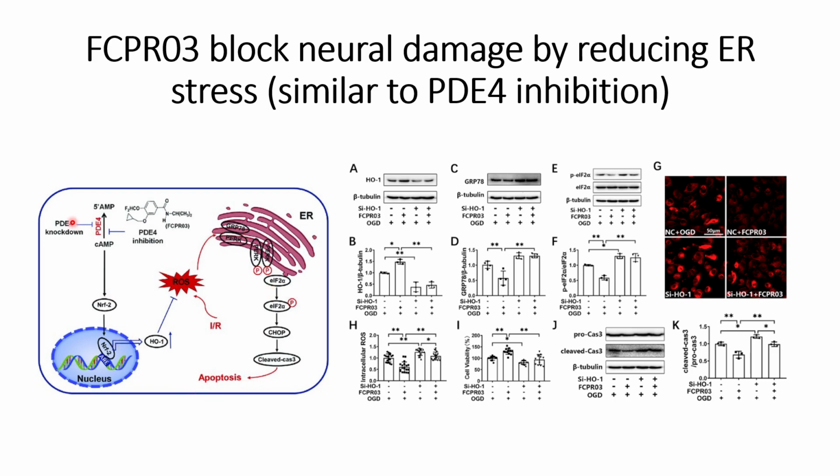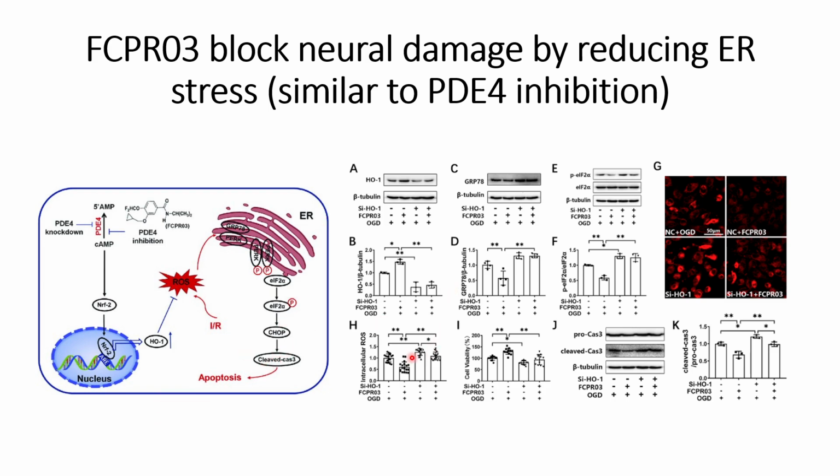So how does this PDE4 inhibition work? PDE4 inhibition leads to more NRF2 going into the nucleus. Then it will trigger a transcription factor in a way that it will increase the production of hemooxygenase 1, and that will neutralize ROS. Thus the ER stress will be reduced.